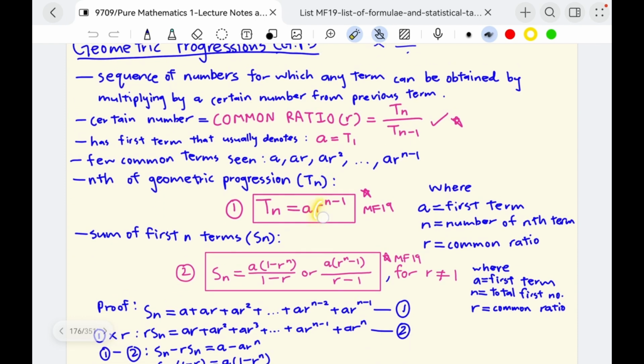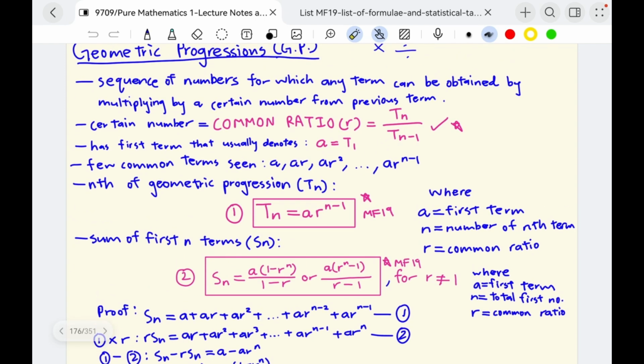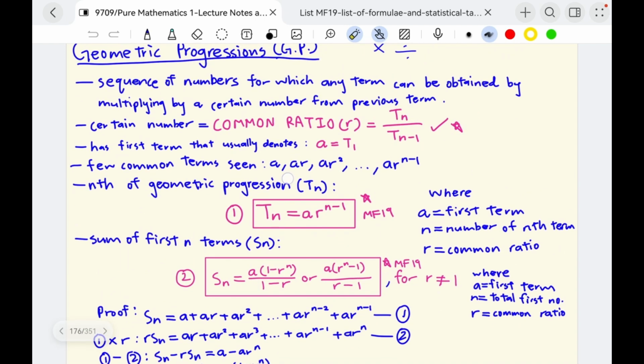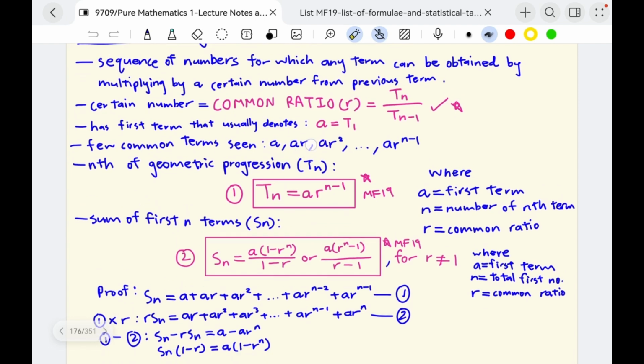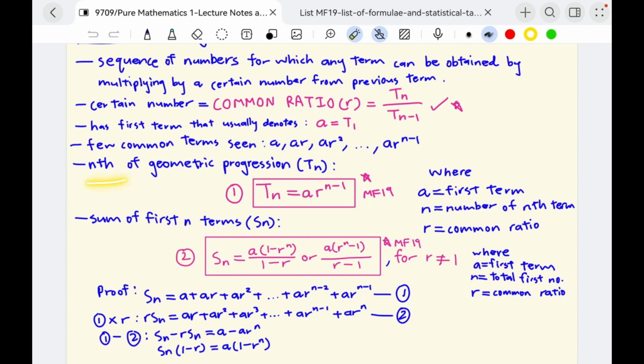However, for the r, it has the power because it involves multiplications and divisions, right? So somehow the question comes out when you want to solve for n. You must use logarithms when it is unsolvable just using the indices simplifications. Okay? So the nth term of the geometric progression is Tn equals ar^(n-1).